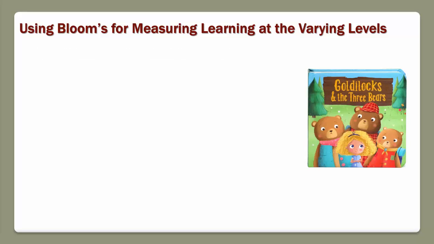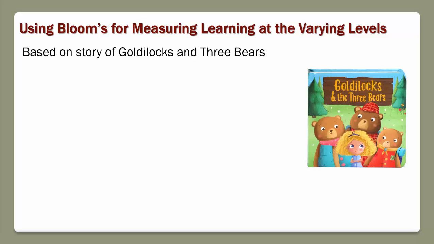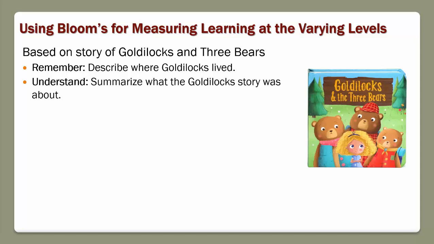And so here I'll give you an example of how you can use Bloom's for measuring learning at the different levels. So at the remember level, you can have a learning outcome that simply asks your students to describe where Goldilocks lived. And this would be in the jungle somewhere. She lives in the jungle or in the forest. At the next level up, you might want to ask an understanding learning outcome, which is about summarizing what the Goldilocks story was about. So you would ask your students to essentially summarize the key points of the story.